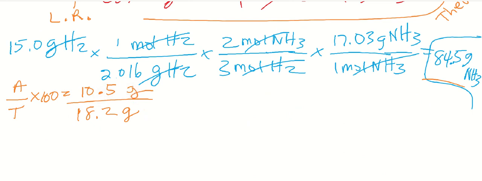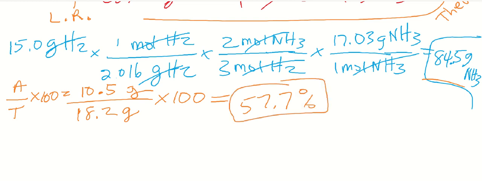Now, things are never 100%. There's always errors or contaminations or things that happen. So let's multiply that by 100 to turn that into a percent value. 10.5 divided by 18.2 times 100, you get 57.7%. That is the percent yield.